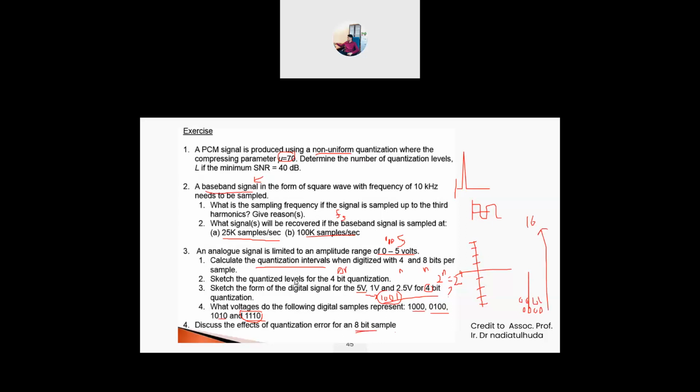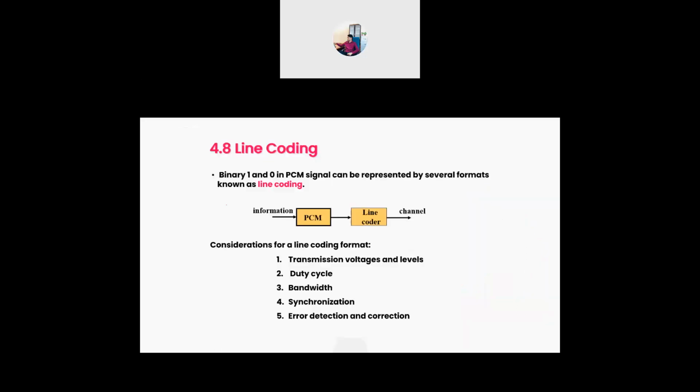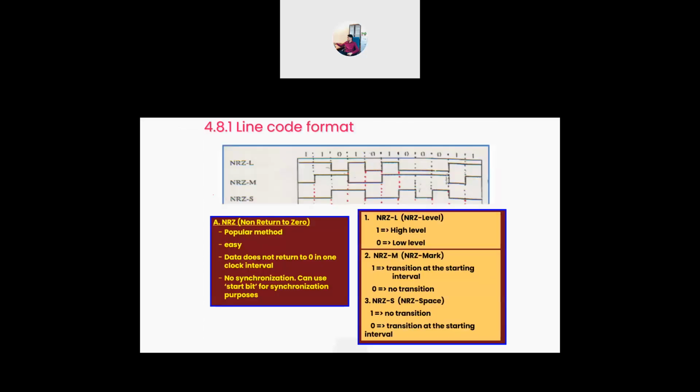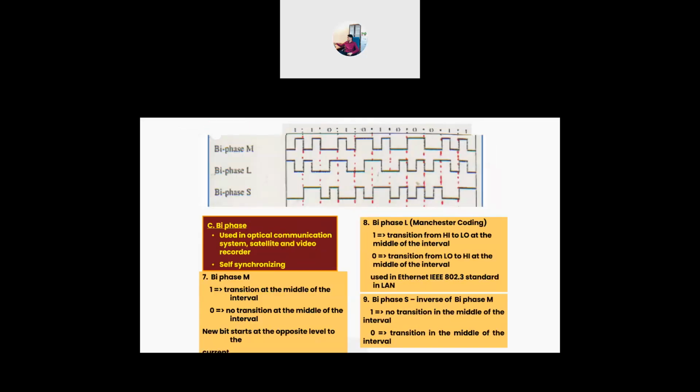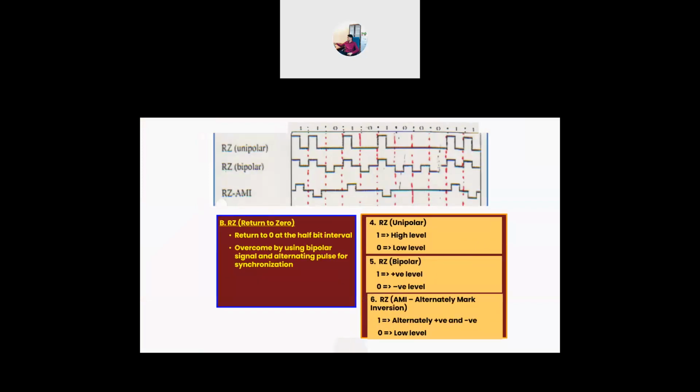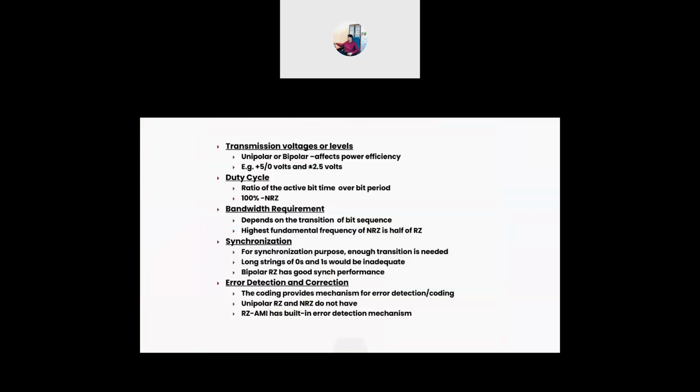Okay, this one you need to see to test your understanding. The next one is line coding. This is the final part of this chapter. And the next one you are going to have is RZ, not RZ. Okay, never mind, we continue.